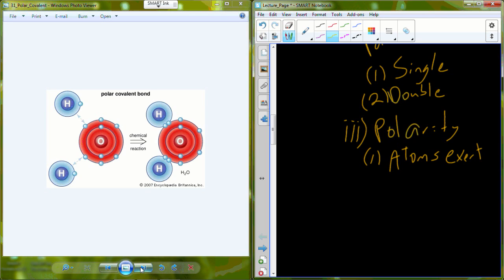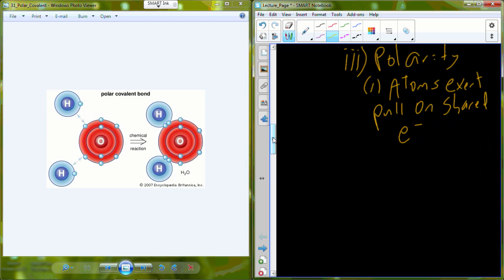Because of physical and mechanical properties of atoms and protons and neutrons and electrons, atoms can exert pull on shared electrons. So in this figure here, this of course is a molecule of water, which forms a polar covalent bond. The oxygen is going to exert a larger pull on the electrons. What that means is the electrons spend more time associated with the oxygen, or around the physical space consumed by the oxygen.